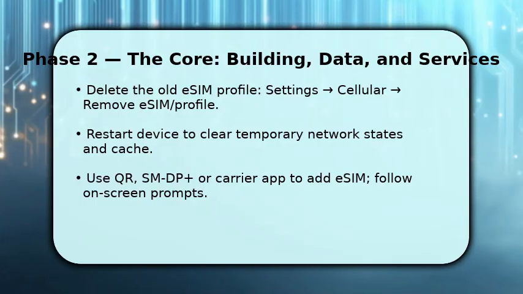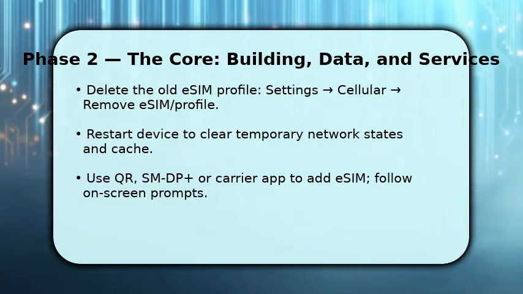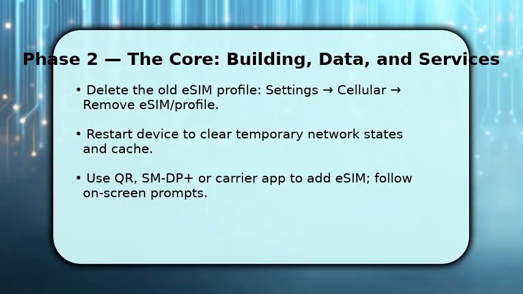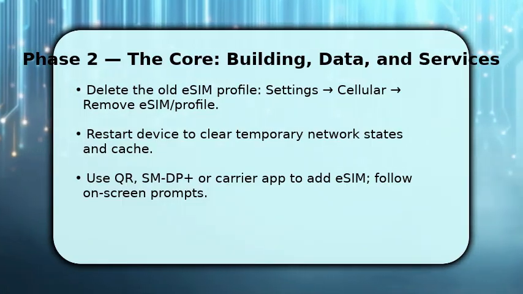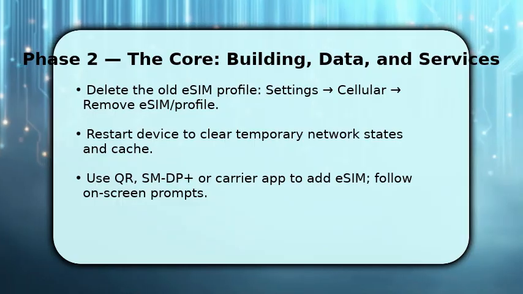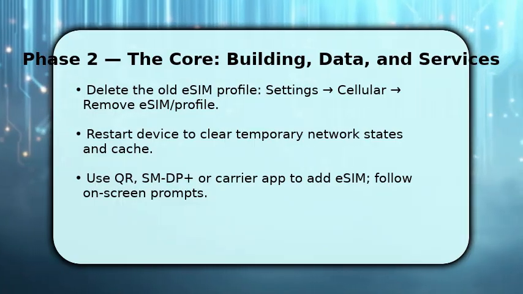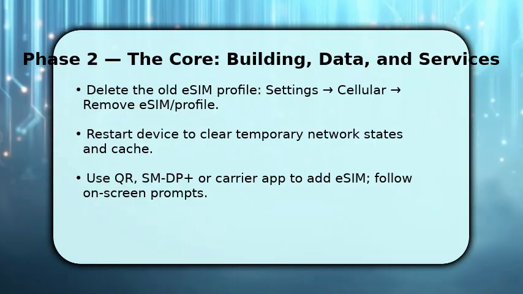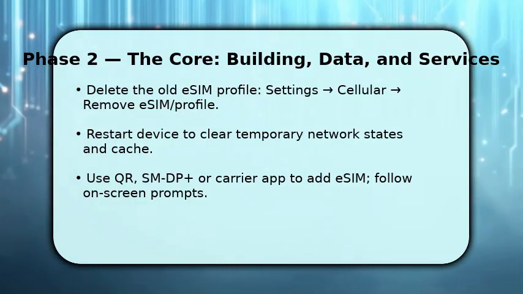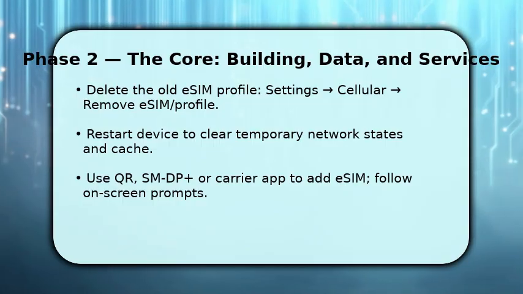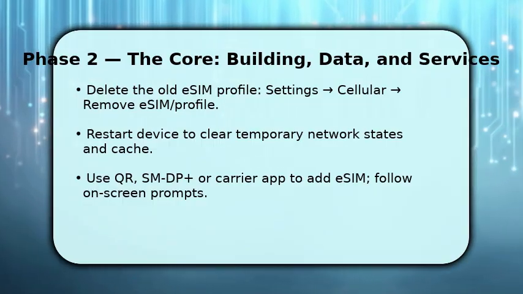You should remove the faulty eSIM profile first. Go to Settings, then Cellular, select the profile and choose Remove. This clears corrupted provisioning. Do it now. Once removed, restart the device to flush caches and reset radio modules. This reduces retry failures.